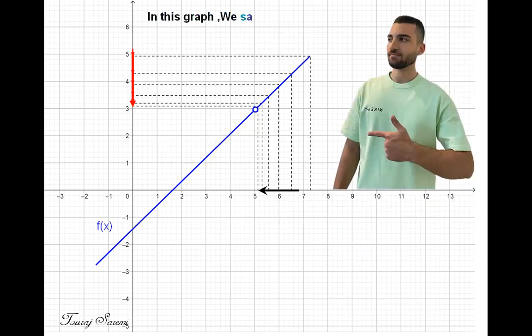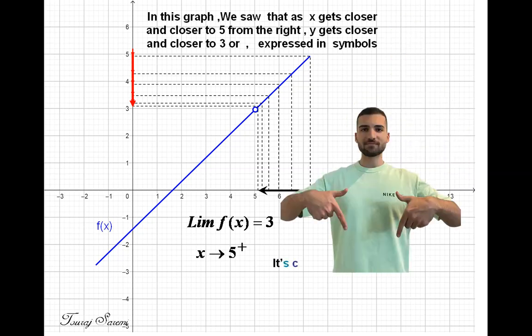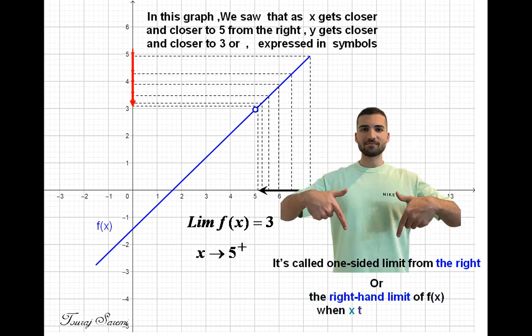In this graph, we saw that as x gets closer and closer to 5 from the right, y gets closer and closer to 3, or, expressed in symbols, limit f of x as x tends to 5 plus is equal to 3. It's called the one-sided limit from the right, or the right-hand limit of f of x when x tends to 5 plus.